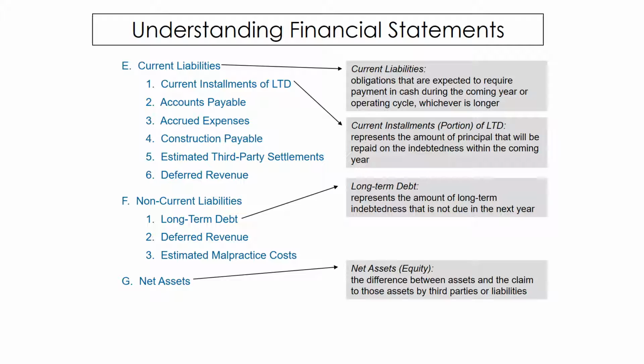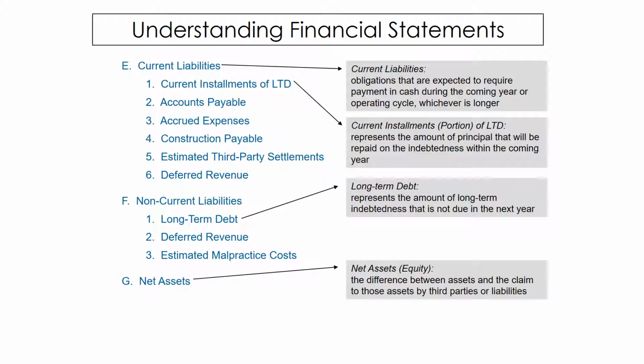We have more deferred revenue if it's deferred past a year, and then we have any estimated malpractice costs. So we may know that someone is suing our x-ray company because the x-ray machine didn't work properly, or let's say they were on it and they got hurt, so they're suing us over it. Or we may just estimate some expense just in case someone comes forward and decides to sue us.